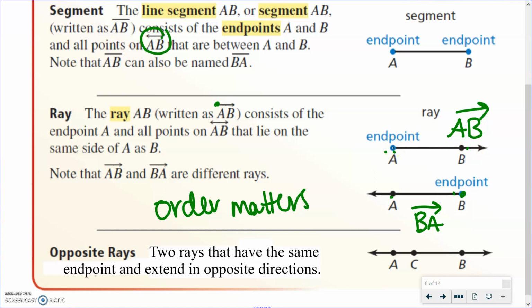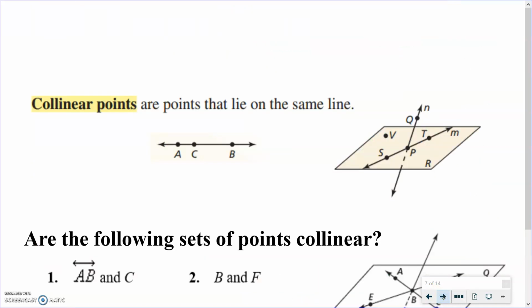Okay? Opposite rays are 2 rays that have the same endpoint and extend in opposite directions. So on this, the example would be that ray CA and ray CB are opposite rays because CA goes this direction and CB goes this direction, and they have the same endpoint, so they both start at point C, and that's the endpoint, but the direction they go is opposite.